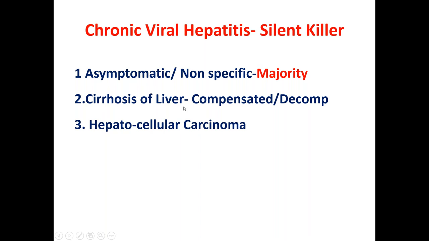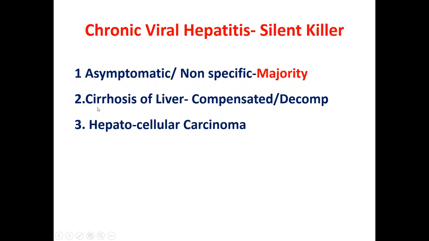Similarly, for cirrhosis of the liver, for example, we divide it into phases, compensated and decompensated. The compensated phase is very long in these patients, and the majority of patients again are asymptomatic. And once decompensation occurs, the survival becomes very poor until you treat them or do a liver transplant.